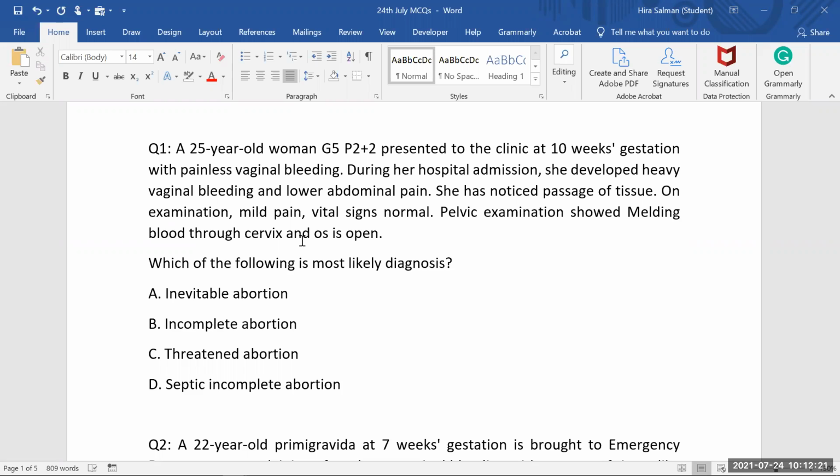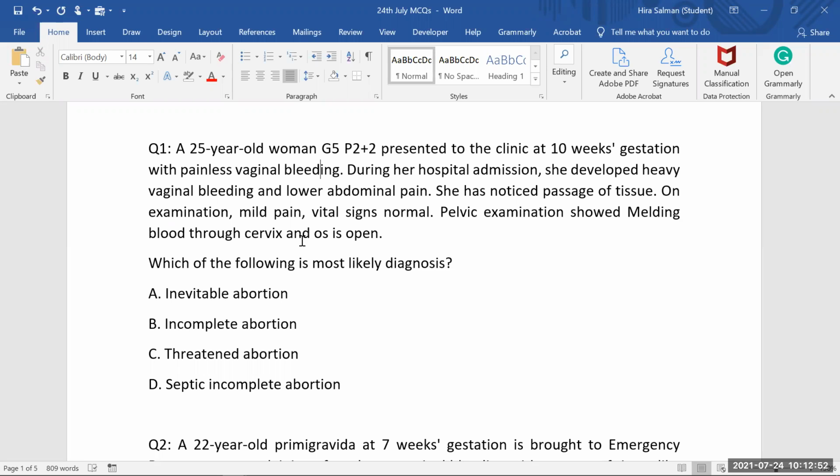But when you do the examination and you feel that the cervix is still open, and the patient is saying that she has noticed some tissue has already passed, it means there must be something inside. That's why some remaining part is inside, and that's why the os is still open. So you have to remove everything, and then you will see the os will automatically close. So what do you think? What is the most likely diagnosis? Do you think it's inevitable abortion, incomplete abortion, threatened abortion, or septic incomplete abortion?